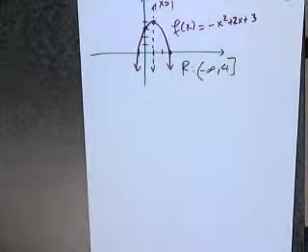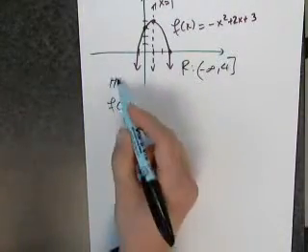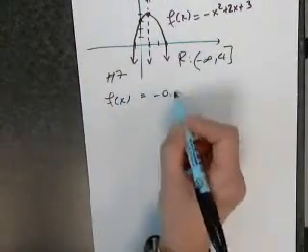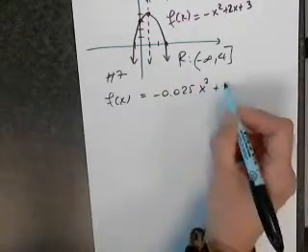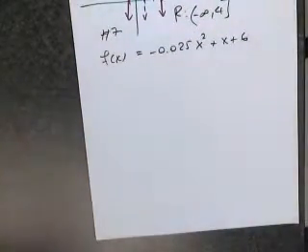Problem 7, on the same page. A quarterback tosses a football to a receiver 40 yards downfield. The height of the football f of x in feet can be modeled by f of x equals -0.025 x squared plus x plus 6, where x is the ball's horizontal distance in yards from the quarterback. What is the ball's maximum height, and how far from the quarterback does this occur? How do I find the maximum, and how far does it occur? Just need to find the vertex.